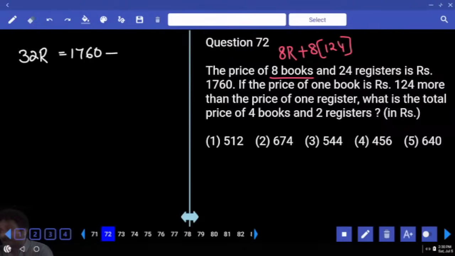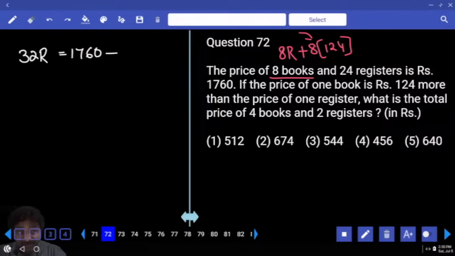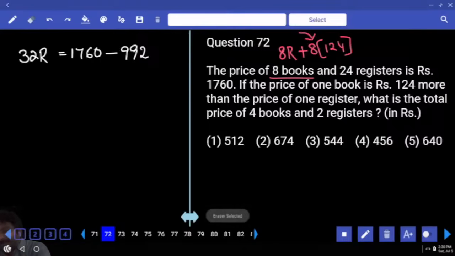So I'll take this positive number from left hand side to right hand side and it becomes a negative number, correct? How many times are we taking now? 8 times. And what is the number? 124. Treat that number as 125 minus 1. 8 times 125 is 1000 minus 8, 992. This is the price of 32 registers, correct? Then one register cost is equal to that divided by 32.